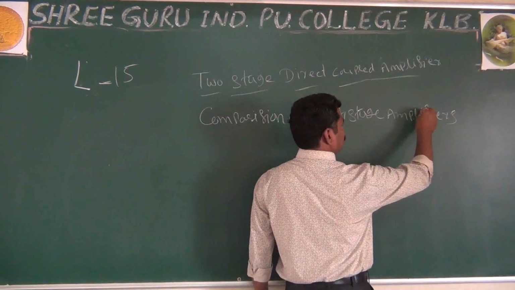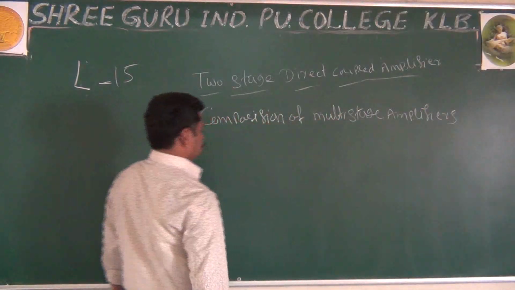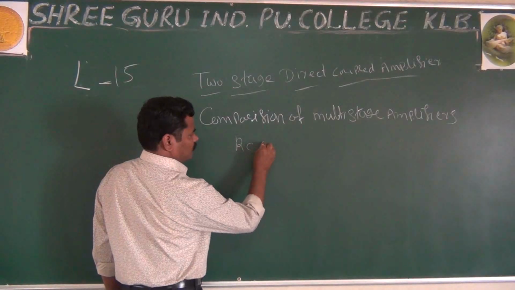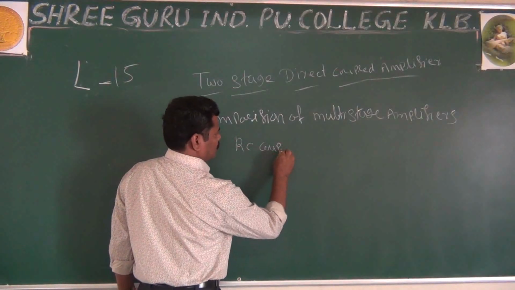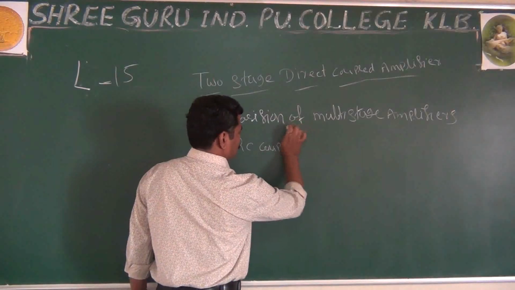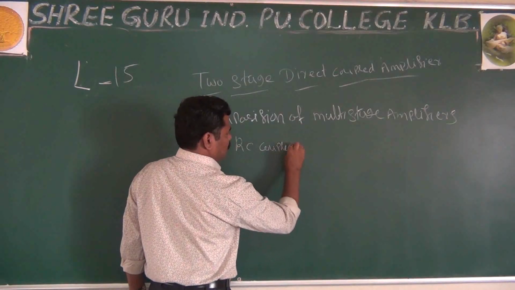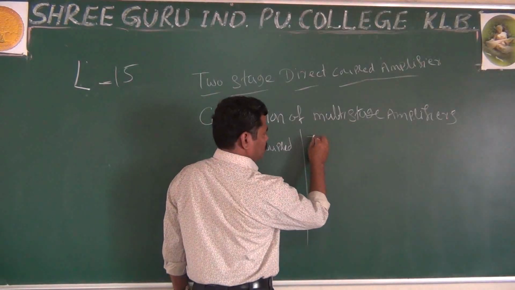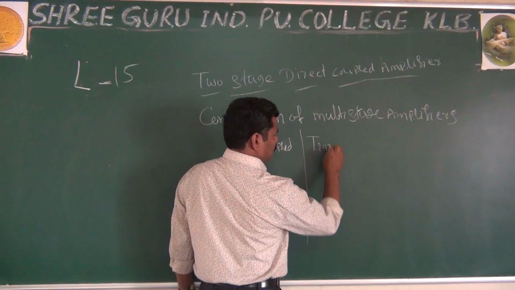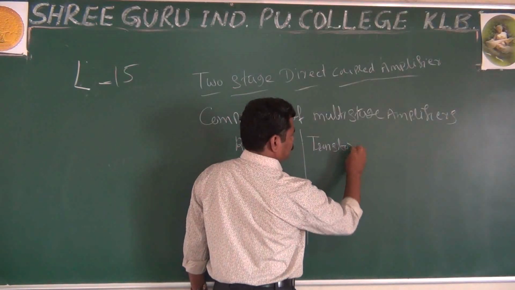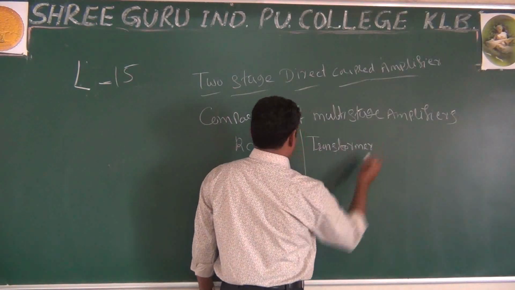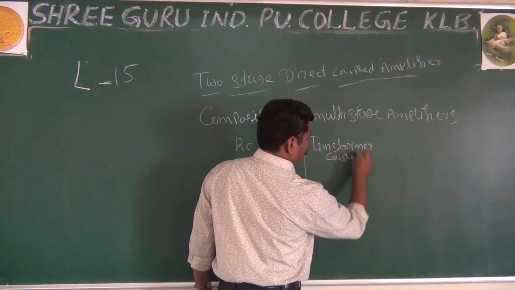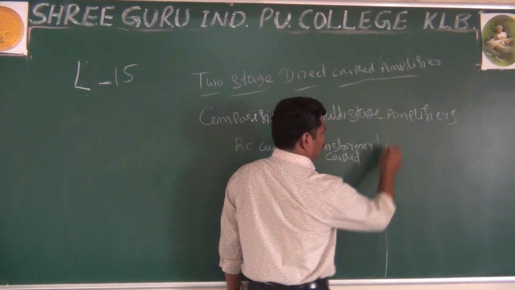As we know, you have done the comparison. The first one is RC coupled. And the second one is transformer coupled. And finally, direct coupled.